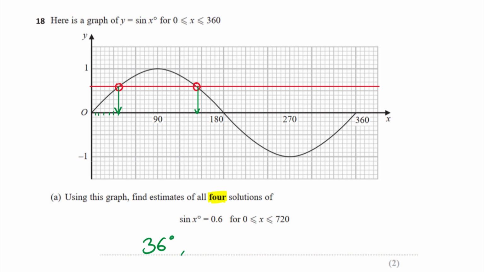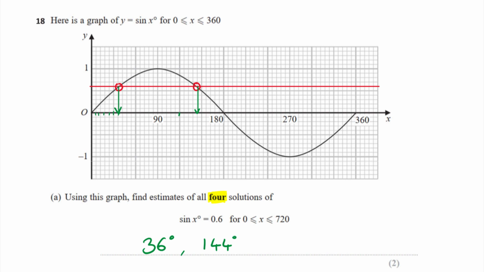The next one, kind of counting on from 90. So that's 90. That's going to be 120. So 126, 132, 138, 144. So the second one is at 144. But that's only 2. Okay, so where are the others?